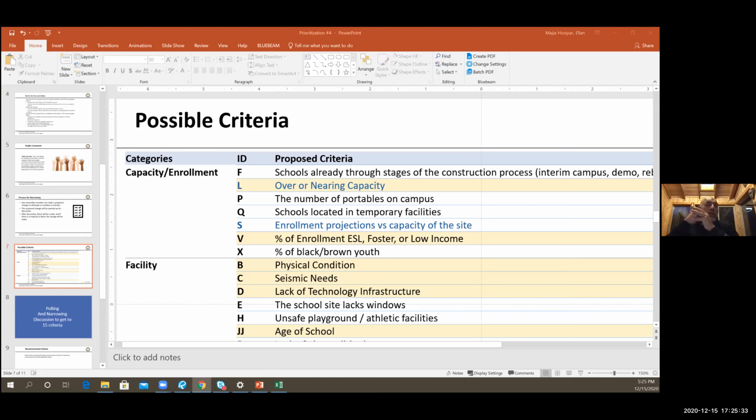Well, I'd like to propose a joining of S and L: enrollment projections versus capacity in the site, parentheses, over or nearing capacity, as projections are analyzed. I'm good with that. Okay, that's a little long for my thing here, but I'm going to figure out if I can do this differently. Use projected enrollment versus capacity. You can take the word of a site, but capacity, take into consideration over or nearing capacity.